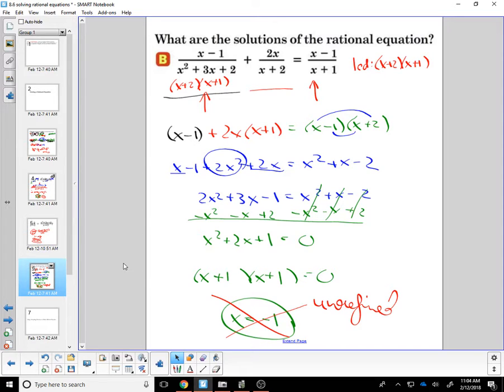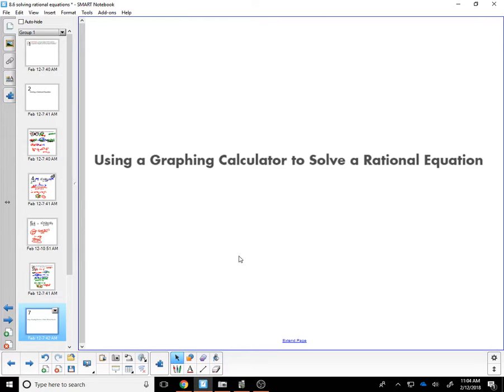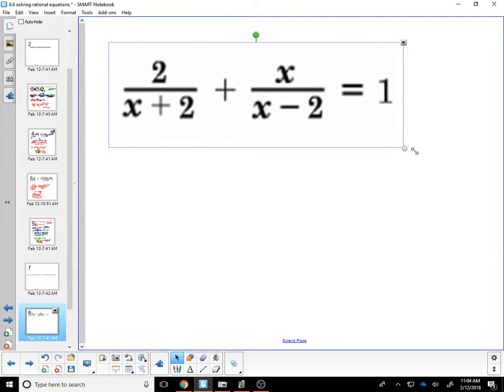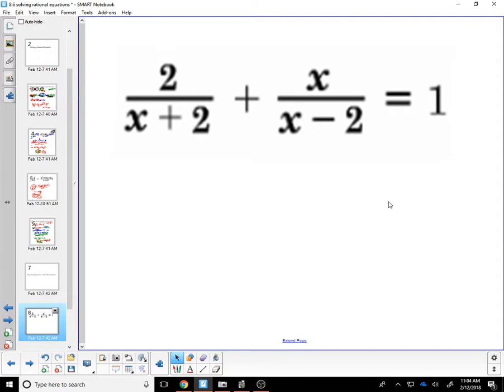Show me, Mr. Munoz, show me! Yeah! We're going to use the geometry method, which is graphing using our graphing utilities. So that is the next thing. The last thing I have to do is show you how to solve these rational equations using a graphing utility. I want to point this out real quick. We've done it before, but I just want to remind you.